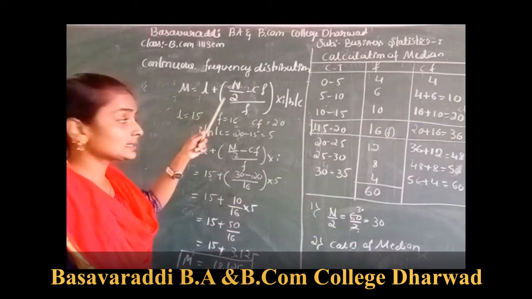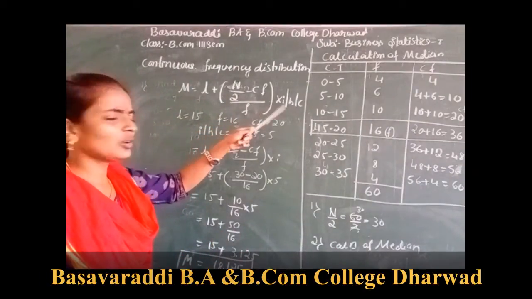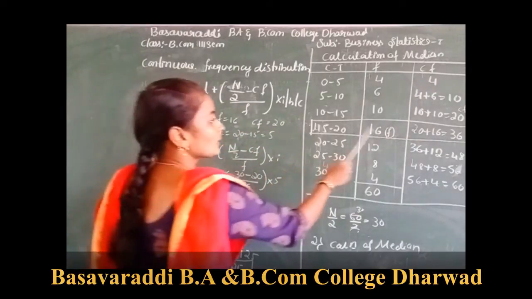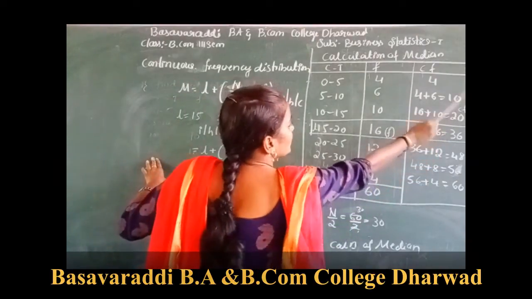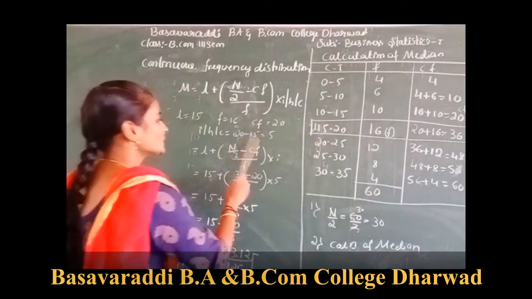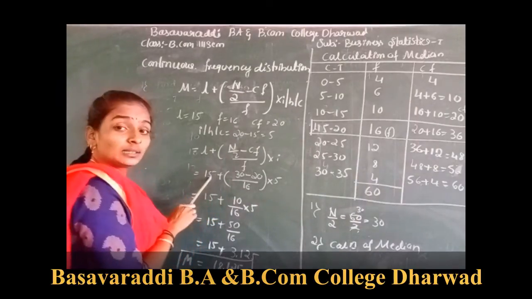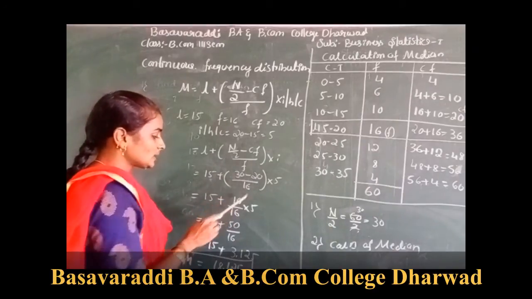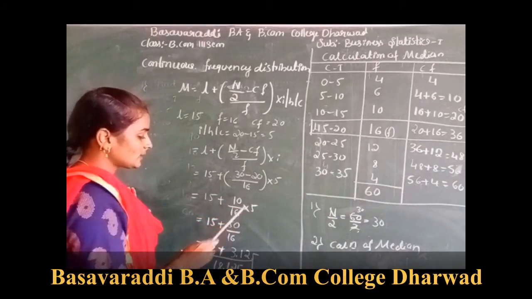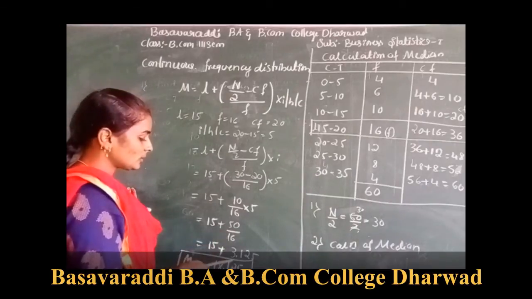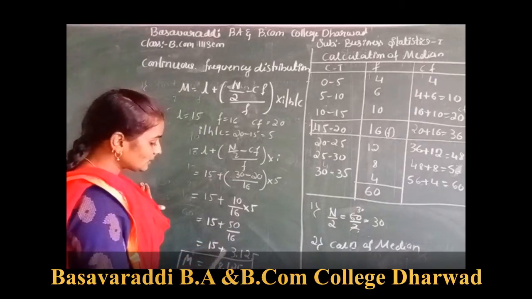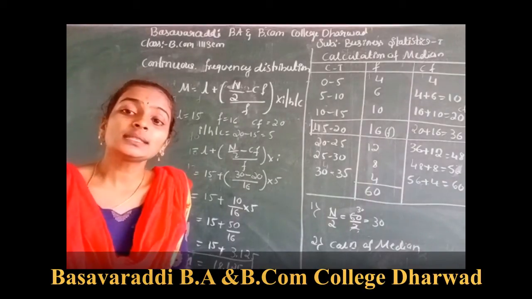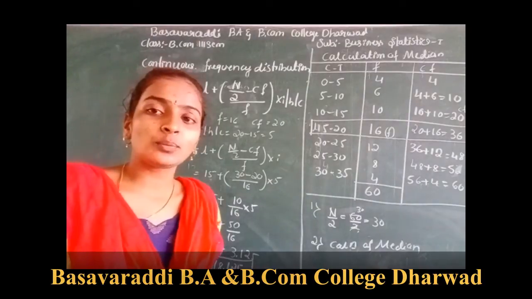Median is equal to L plus (N by 2 minus CF) divided by F into I. L is 15, F is 16, cumulative frequency is 20, the difference between these two is 5. 15 plus 30 minus 20 divided by 16 into 5. 30 minus 20 is 10, 10 fives are 50, divided by 16 is 3.125. 15 plus 3.125 is 18.125, the median. Okay, I hope you understood the problem.